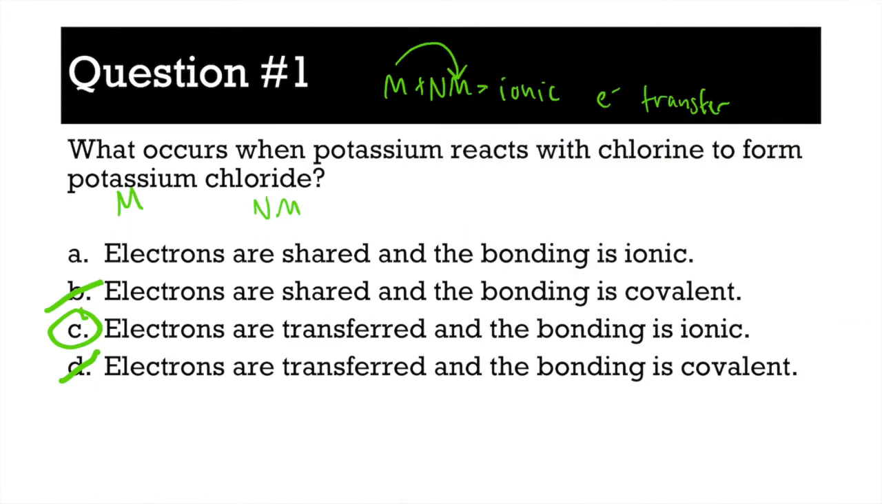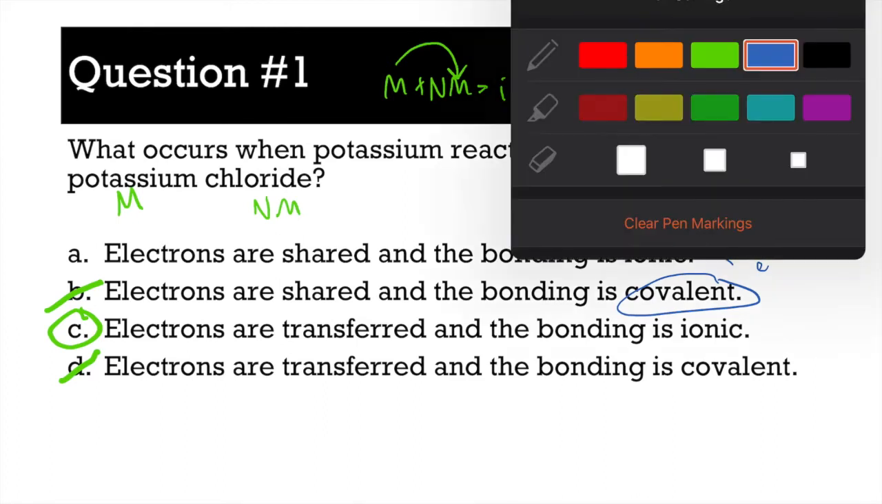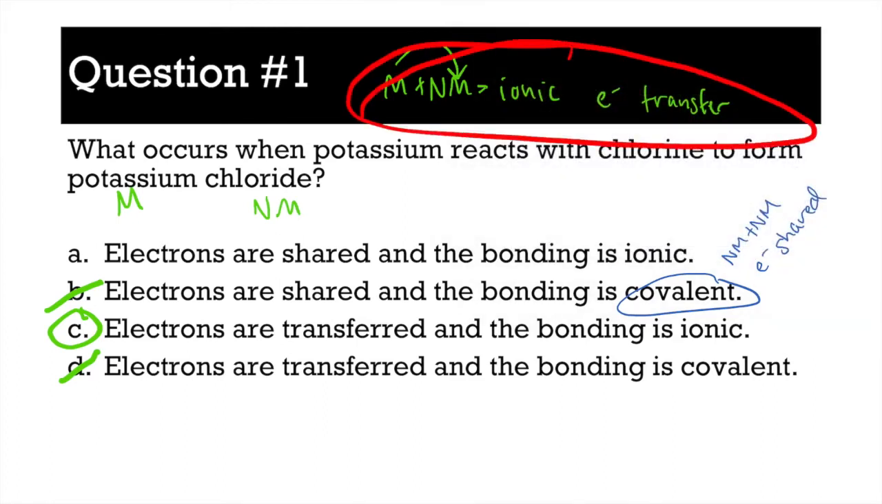Now, electrons are shared and the bonding is covalent, choice B. That is an accurate statement, but it doesn't answer our question. A covalent bond, just FYI, and we'll get to this in the next unit, is a nonmetal plus a nonmetal, and the electrons are shared. So we'll talk about what that means and what that looks like later on. But what you need to know for this, metal and nonmetal is ionic, and electrons are transferred.